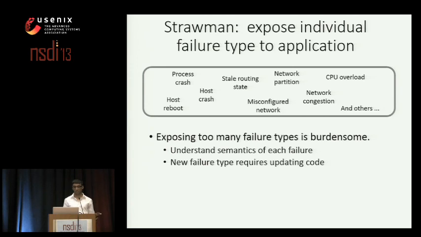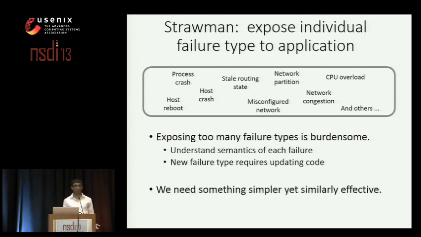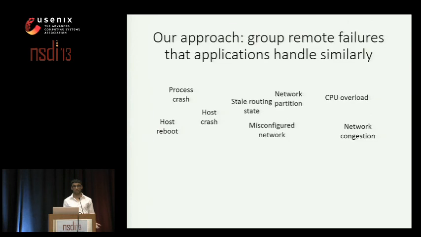And it is burdensome on application developers because if the interface is updated to report a new failure type, then the application logic also has to be updated and recompiled to benefit from this new information. So we need something that is simpler, yet similarly effective. We thought about this for a while and realized that one approach is to group failures that applications handle similarly.